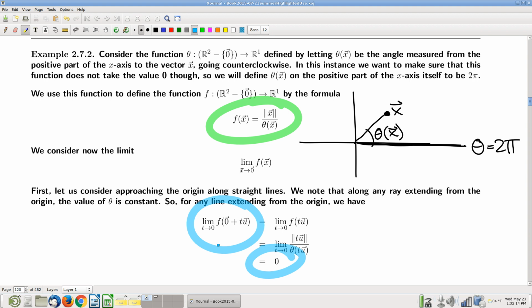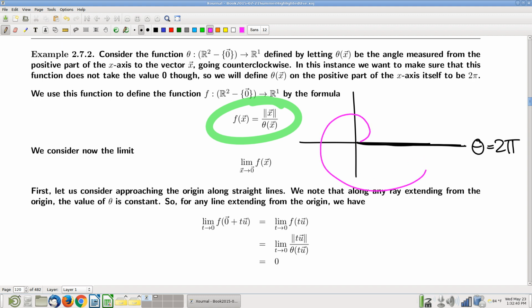It'd be pretty tempting to say that the limit of this function is 0. And that would be a really, really catastrophic thing to settle on. Let me show you why that would be a problem. I'm going to choose a different path to approach along. I'm going to approach instead along a spiral. This is the spiral defined by r equals theta.